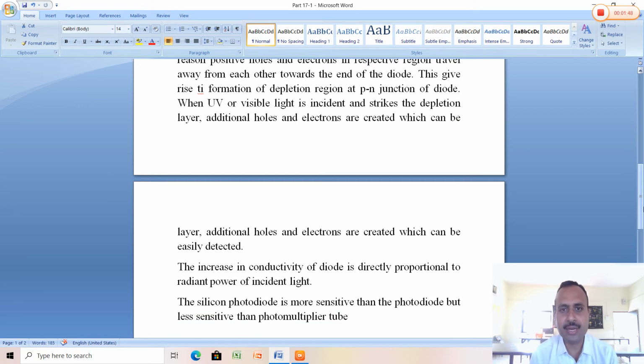When UV or visible light is incident and strikes the depletion layer, additional holes and electrons are created, which can be easily detected. The increase in conductivity of the diode is directly proportional to the radiant power of the incident light. The silicon photodiode is more sensitive than the photovoltaic cell but less sensitive than the photomultiplier tube. Hence the silicon photodiode is useful because it has high sensitivity.